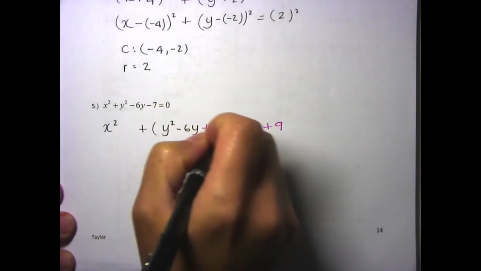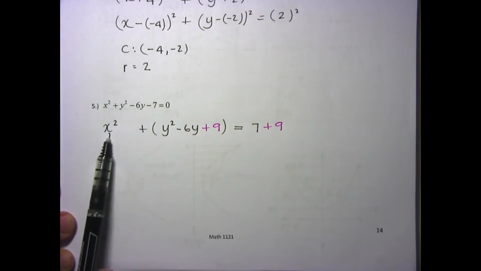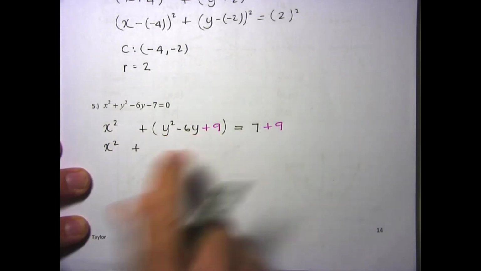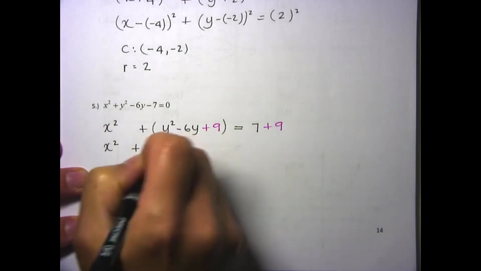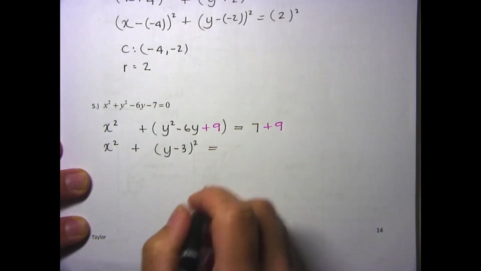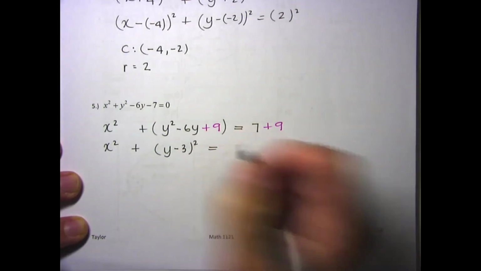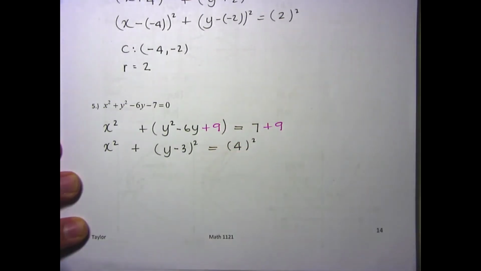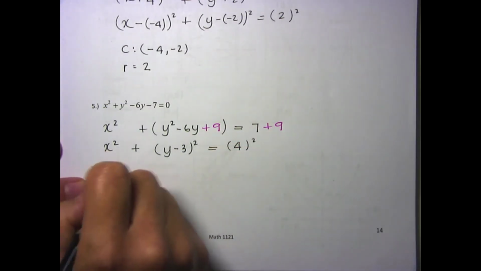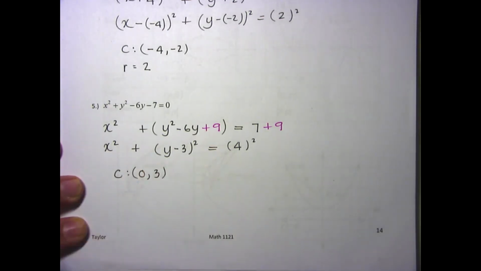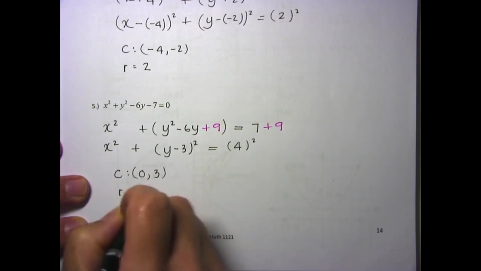So I can group these together. X is just by itself. It's already factored. There's nothing to factor. So this is just x squared plus, this will factor into y minus 3 quantity squared, equals 7 plus 9, which is equal to 16. And 16, of course, can be written as 4 quantity squared. So where's your center for this circle? The center is at the point 0, 3. And the radius here will be equal to 4.